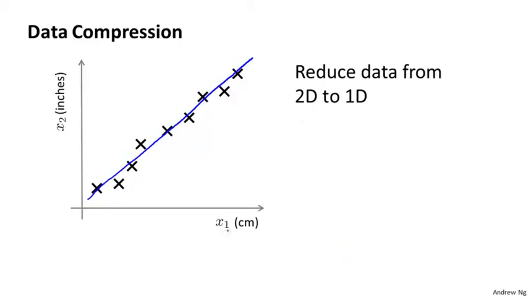And if the length in centimeters was rounded off to the nearest centimeter and the length in inches was rounded off to the nearest inch, then that's why these examples don't lie perfectly on a straight line, because of round-off error to the nearest centimeter or the nearest inch. And if we can reduce the data to one dimension instead of two dimensions, that reduces the redundancy.